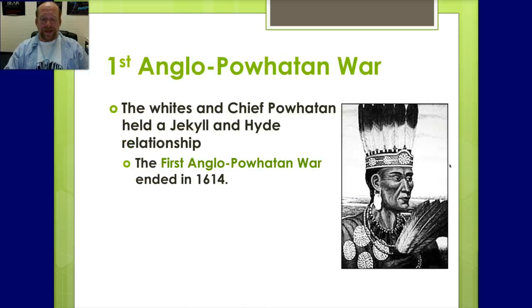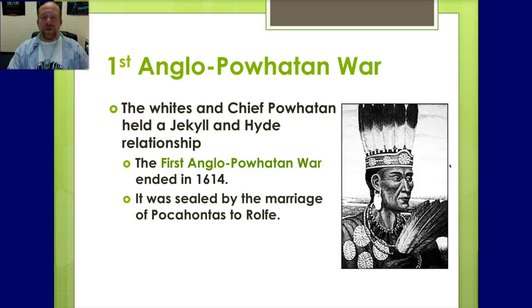Okay. So there was an Anglo-Powhatan War. The whites that were there, and I call it Chief Powhatan because that's the way the language was back then. You may see Powhatan, whatever, but I call him Powhatan. They had kind of a Jekyll and Hyde relationship. They were friends, not friends, two-faced, kind of, etc. So they were fighting off and on, and the first one ended in like 1914.